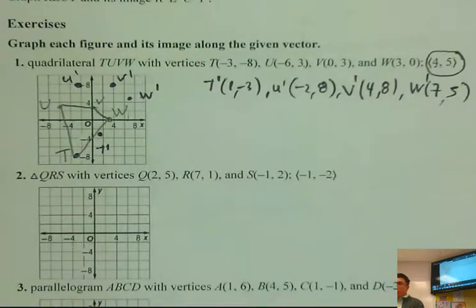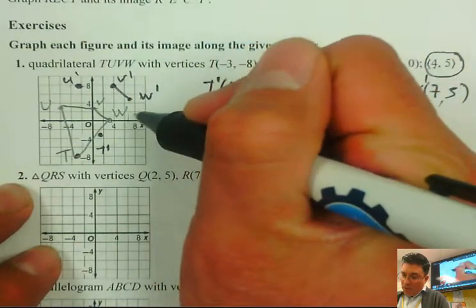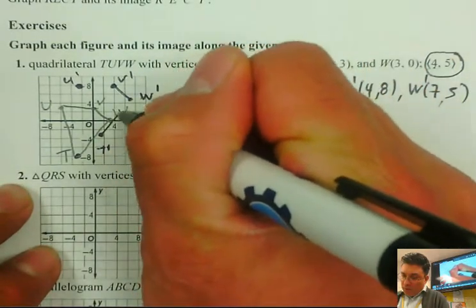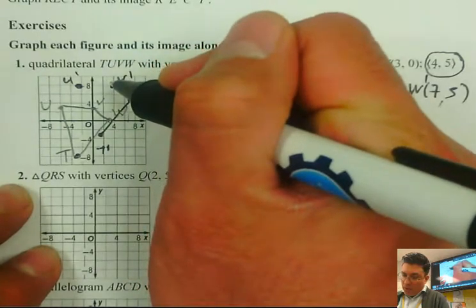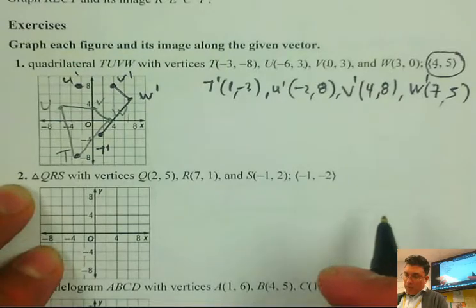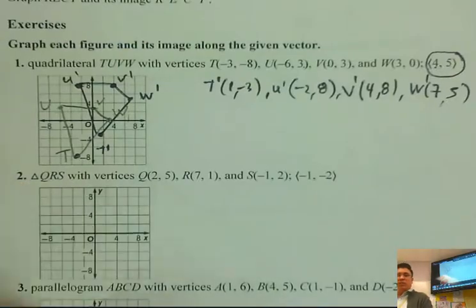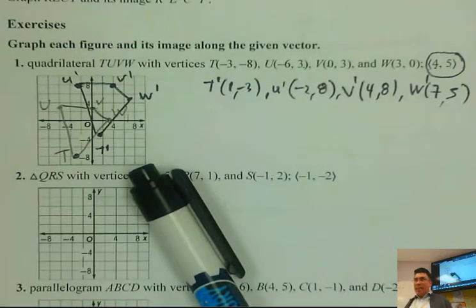Now finally we connect the new 4 points. So then this connects here and this here and there, right? And that's the figure. That looks identical. Do you see that it's identical? They moved it 4 to the right and 5 up. Thank you. I hope you enjoy this video.